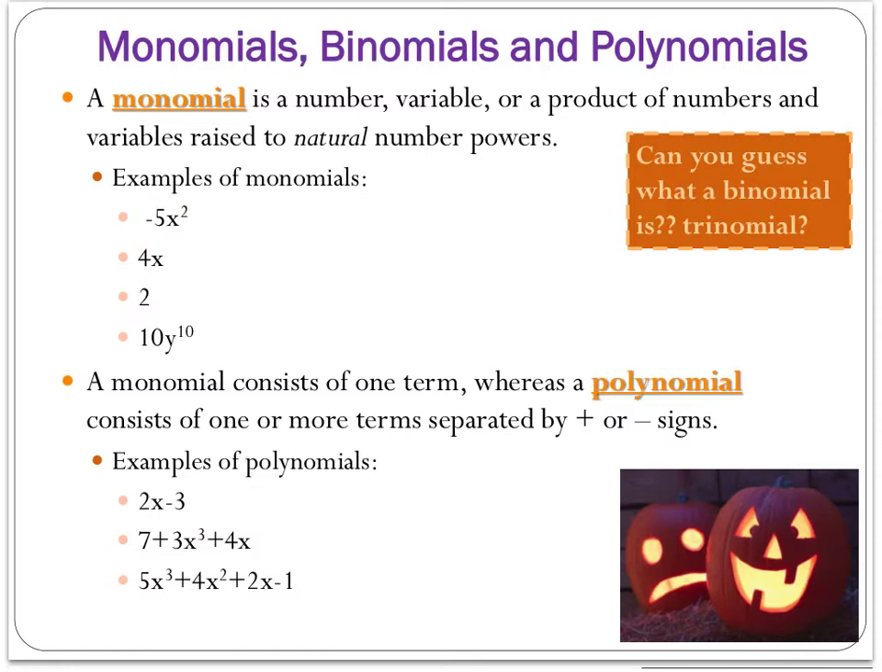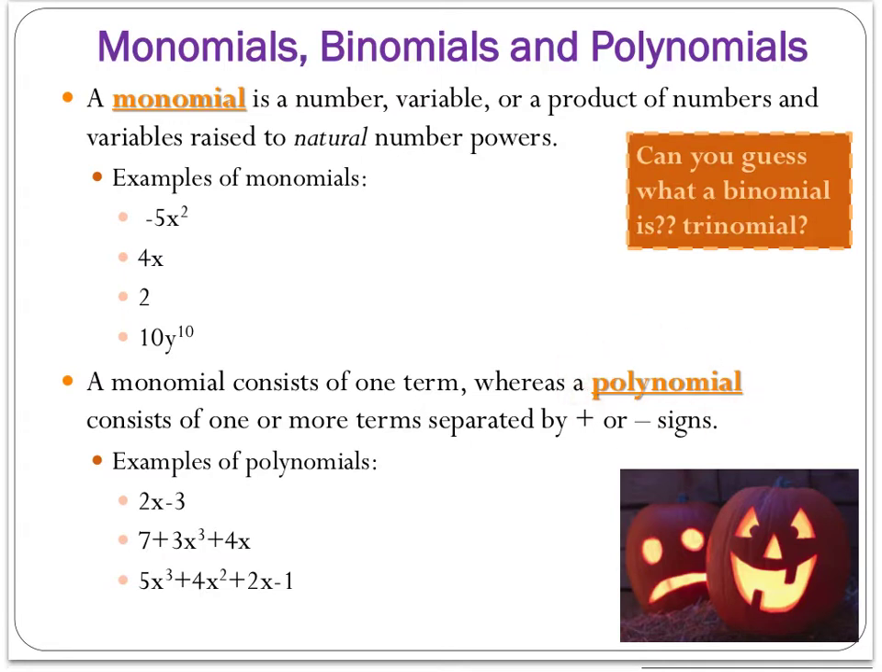Now whenever I have two terms, I call that a binomial. Three terms, I call that a trinomial. And then any more than that, we just call polynomials. Now anything with at least one or more terms is a polynomial. So monomial, binomial, trinomial, and so forth are all polynomials.